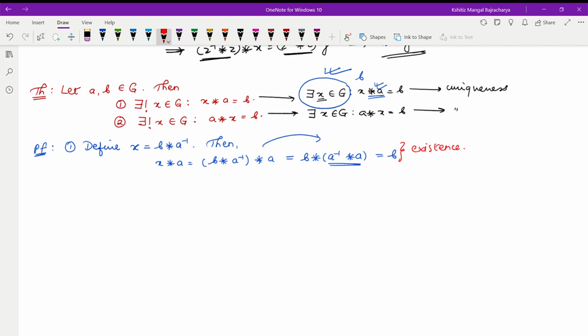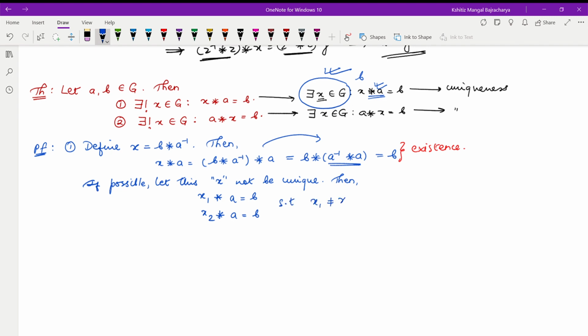Now show the uniqueness. Let, if possible, this X not be unique. Then we can get two values of X, that is X1 star A is equal to B and X2 star A is equal to B, such that X1 and X2 are not equal.